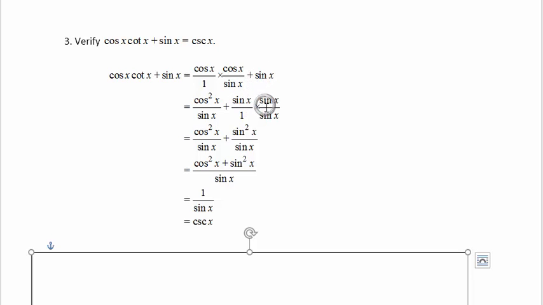And what I'm doing now is I'm going to multiply by sine of x over sine of x to get a common denominator here so I can add these fractions together. I'm trying to add these fractions together because notice we have just one term over here on the right, so we want to combine these two terms on the left.